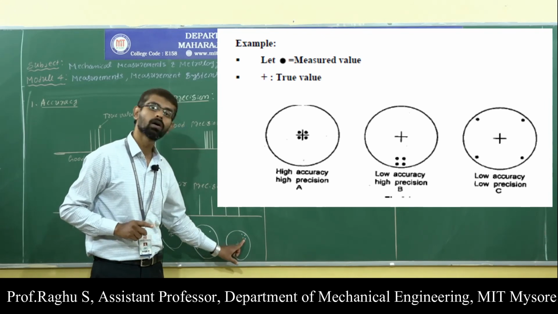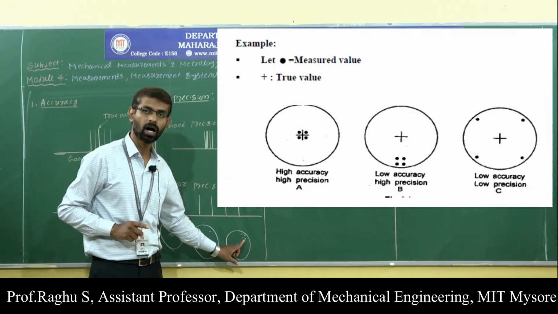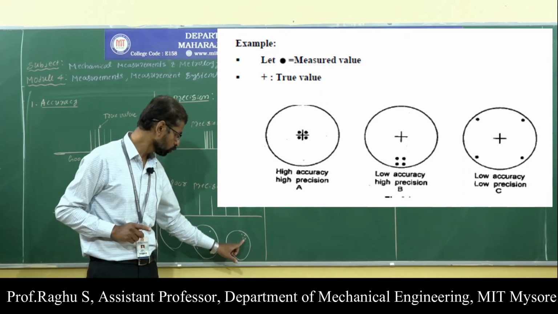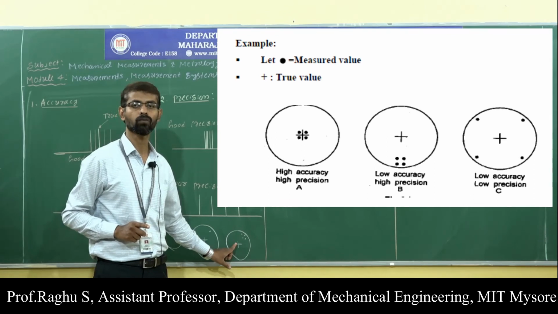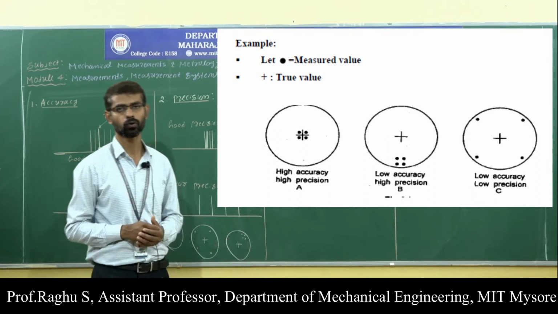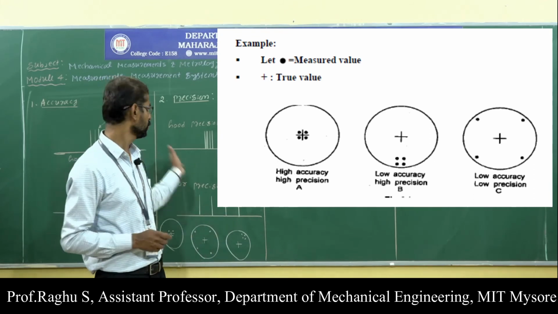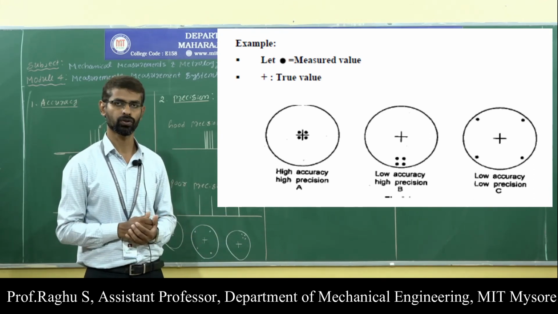Therefore, it is a good precision and poor accuracy. Good precision because all 4 dots are closer to each other, but poor accuracy because all 4 dots or 4 measurables are not closer to the true value. So, this is about accuracy and precision.